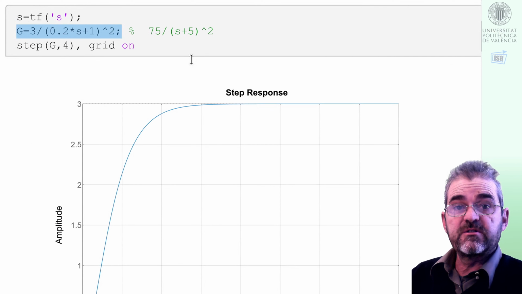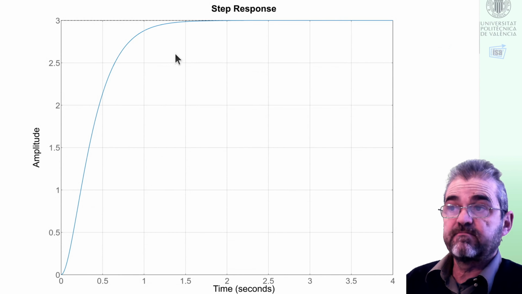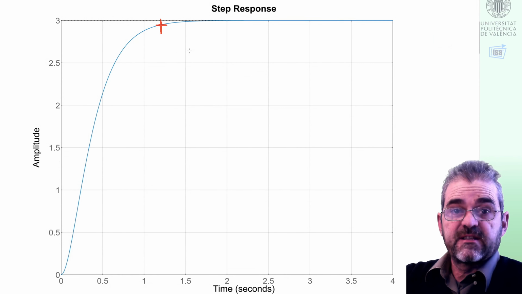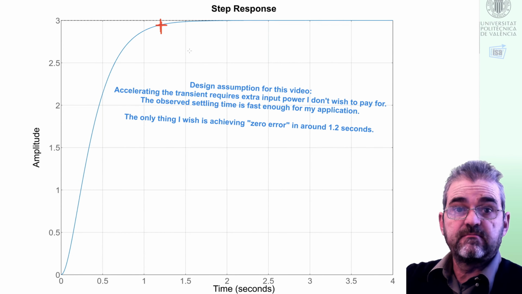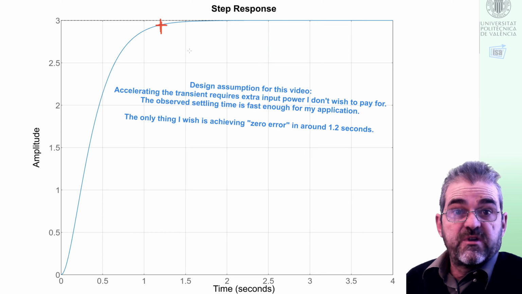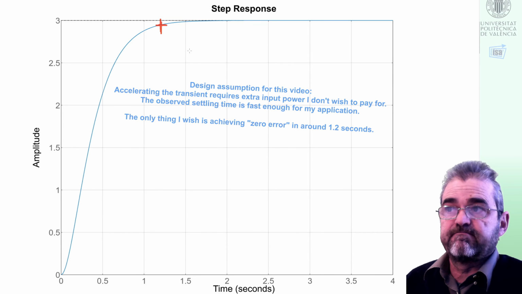This will be the open loop process with poles at 5, and if I plot its open loop step response, I get this step plot, and basically 1.2 is the settling time, and if I had this in closed loop I would be happy. I think the process is fast enough, and I don't wish to accelerate it because I don't wish to spend money in extra actuator power to move it faster. This is perfectly alright for me.